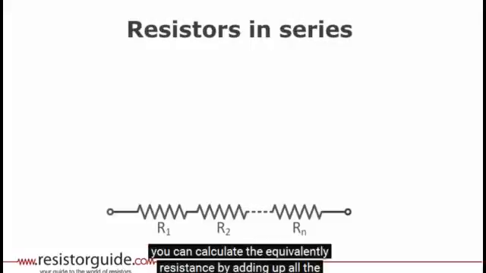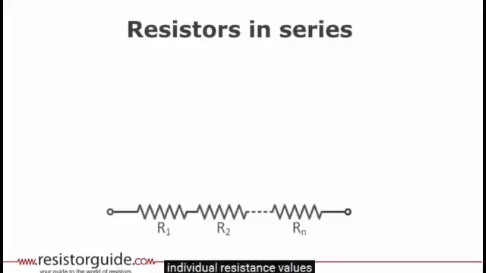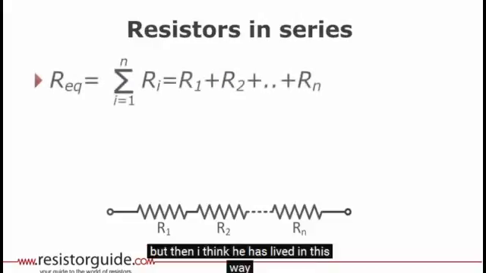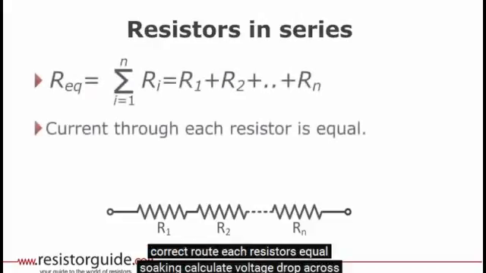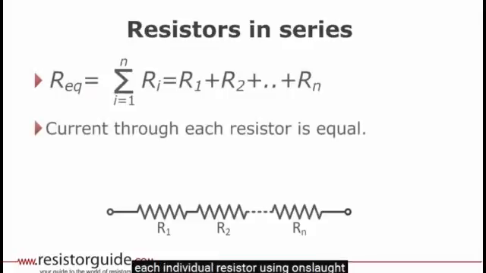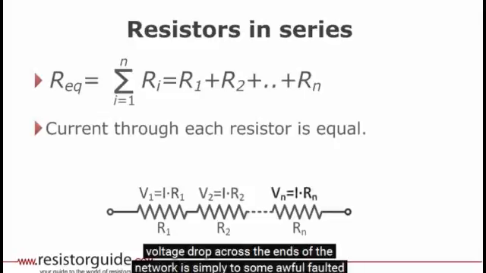You can calculate the equivalent resistance by adding up all the individual resistance values. Mathematically, it's written this way. The current through each resistor is equal, so we can calculate the voltage drop across each individual resistor using Ohm's law. The voltage drop across the ends of the network is simply the sum of all voltage drops.